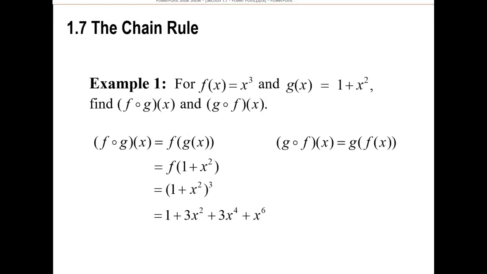The other direction of composition in this problem is g composed with f of x, meaning g of f of x. This time we're going to do g of the function f, which is x cubed. So the x cubed is going to get plugged into the function g in place of all the x's. So g is 1 plus x squared, so we're going to get 1 plus x cubed, squared, because the x cubed replaces x. And then this just simplifies to 1 plus x to the sixth. That's just a review of how composition works.